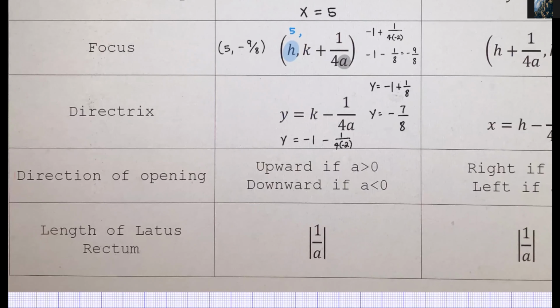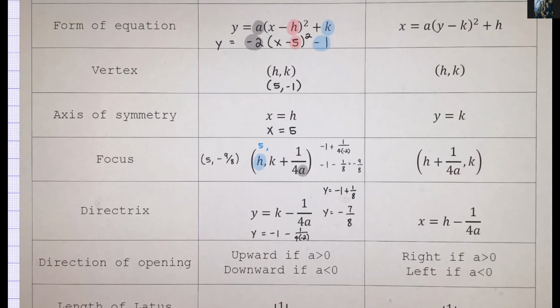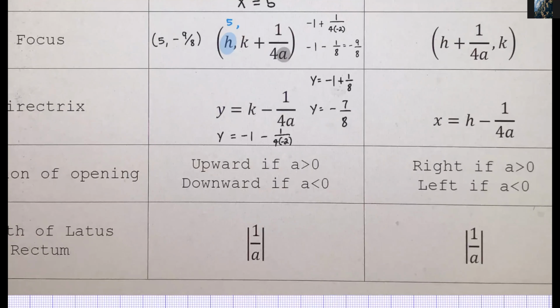Now in this case, the direction of the opening is determined by the value of a. You remember, a = -2. So if a is less than 0, then I will have a downward parabola. A = -2. Therefore, my parabola will be pointing downwards.